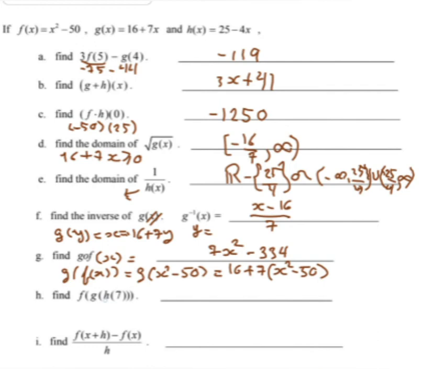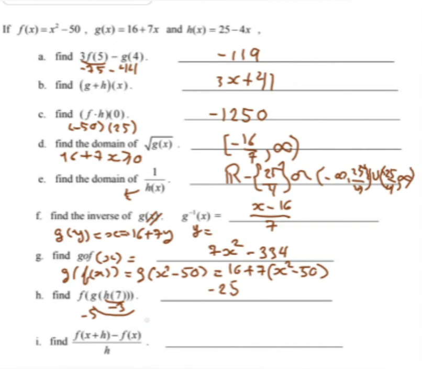Here the same. h of 7. What is h of 7? 25 minus 4 times 7. 4 times 7 is 28. 25 minus 28 is negative 3. So negative 3. What is g of negative 3? 16 plus 7 times negative 3. 16 minus 21, so negative 5. So g of h of 7 is negative 5. So now what is f of negative 5? f of negative 5 is negative 5 the whole squared, 25. 25 minus 50, negative 25.